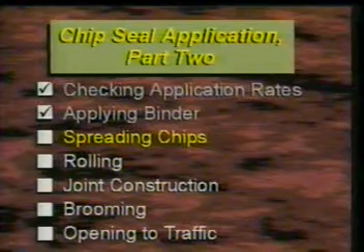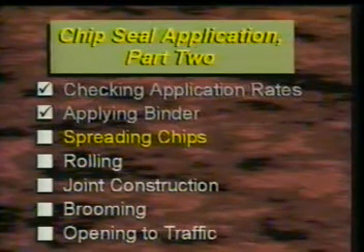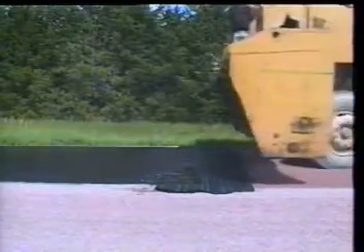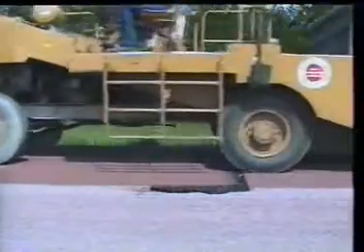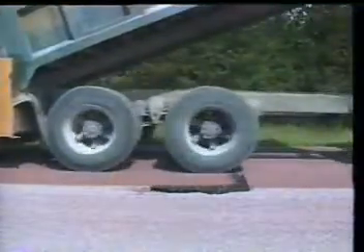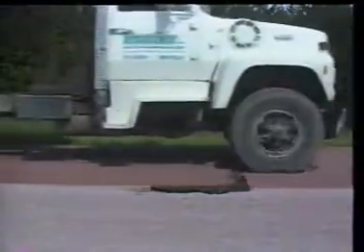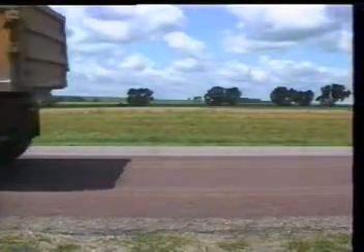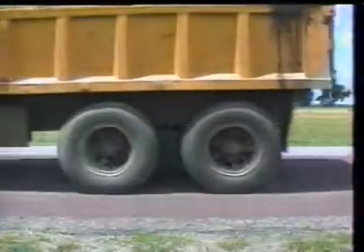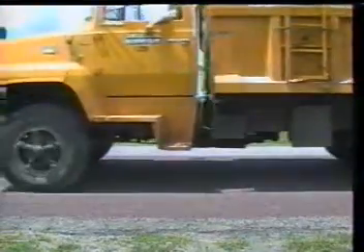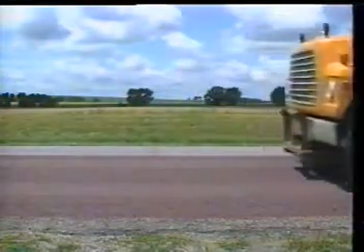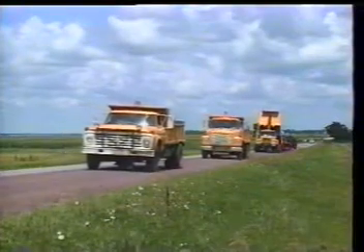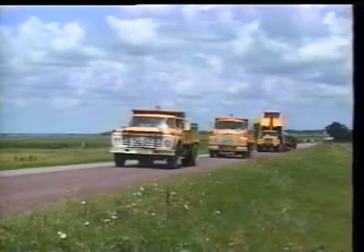Next comes the chip application. The chip spreader should also begin and end its applications on building paper to provide a neat, clean edge to the chip seal. For starters, there should be enough trucks to supply the chip spreader steadily to avoid halting the operation. The aggregate haul distance and the productivity rate of the chip spreader are factors in determining how many trucks are needed.